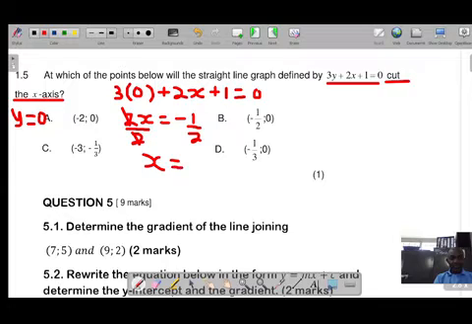So which of the coordinates has x equals minus a half and y equals 0? So the answer becomes B, because it is x equals negative a half and y equals 0. Thank you so much for watching, but we have to continue. Let us continue here.